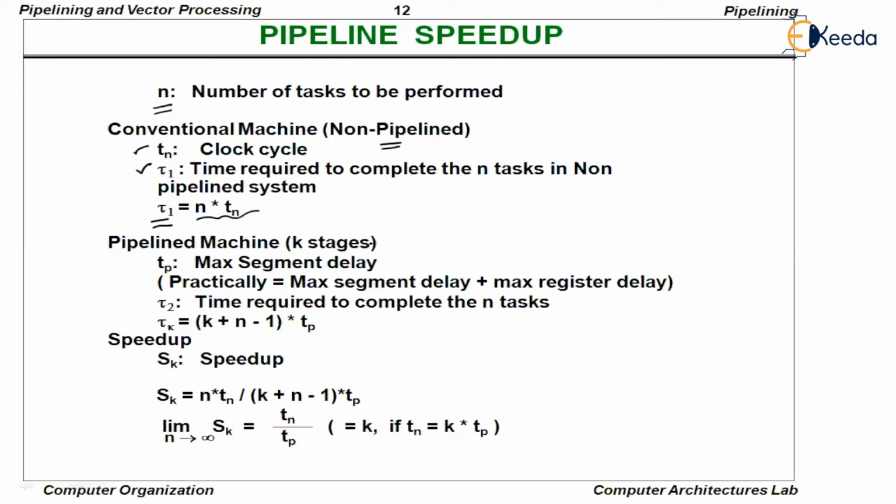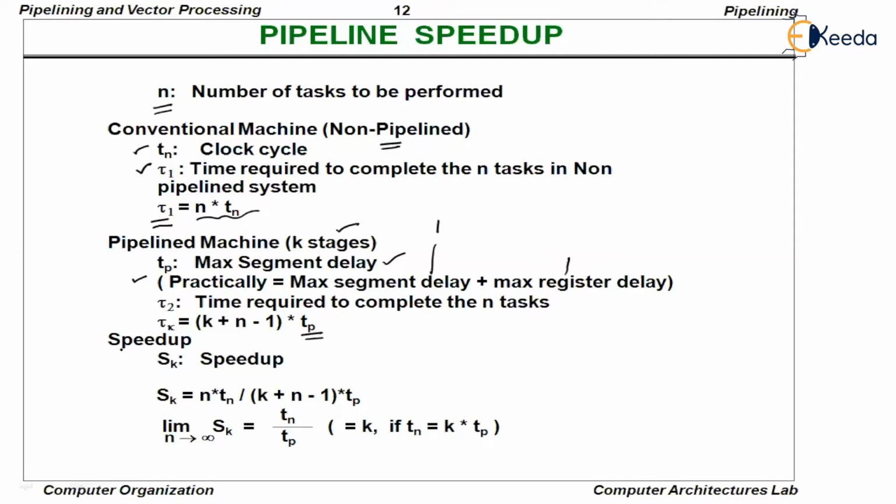In a pipeline system with k stages, the time will be equal to (k + n - 1) into Tp. Tp is what? Tp, you know that, is the max segment delay. But practically, in a general pipeline system, the rule is Tp is equal to max segment delay plus max register delay. The max register delay will be added to the max segment delay. But in order to simplify things, we are just considering the maximum segment delay in our case, that is equal to only one clock cycle.